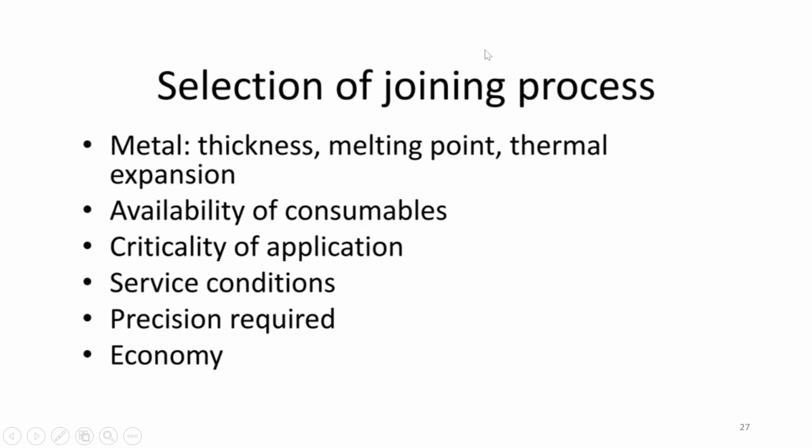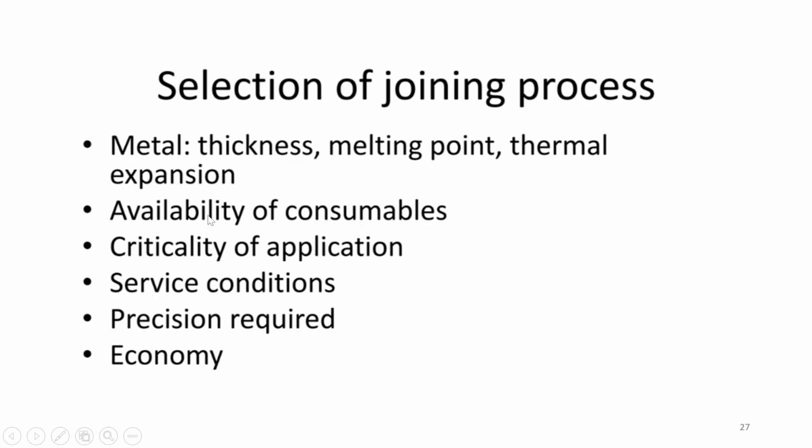Now the selection of joining process. These are various parameters. In the case of metal, what will be the thickness of the sheets and the melting point. For example, if you have a tin sheet, then you can't use very high temperature fusion types of welding. Thermal expansion should also be considered.